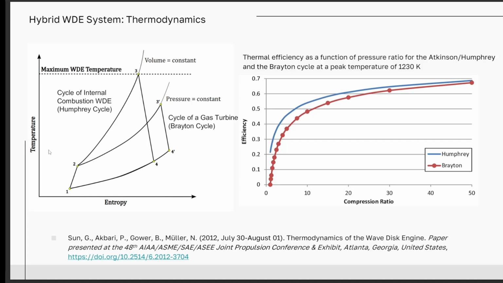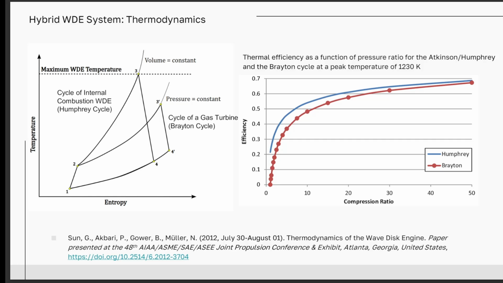While a conventional engine uses a Brayton cycle, the wave disk engine uses an Atkinson-Humphrey cycle. The fundamental advantage of the Atkinson-Humphrey cycle over the Brayton cycle is that the heat addition leads to an increase in pressure due to volumetric confinement.